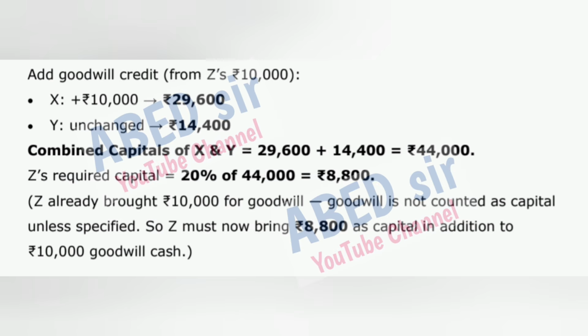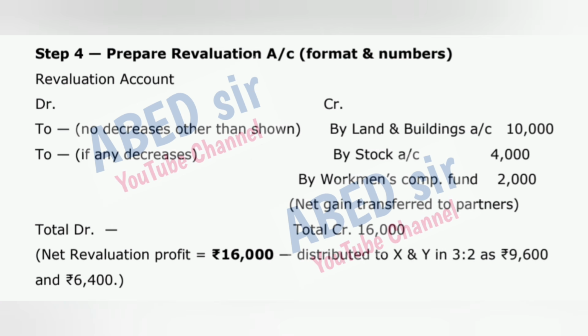Z already brought 10,000 rupees for goodwill. Goodwill is not counted as capital unless specified. So Z must now bring 8,800 rupees as capital in addition to the 10,000 rupee goodwill cash. Step 4. Prepare revaluation account.